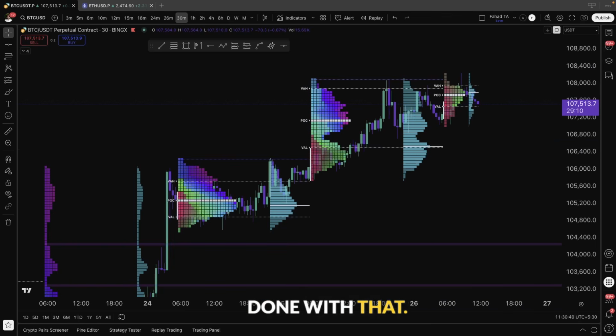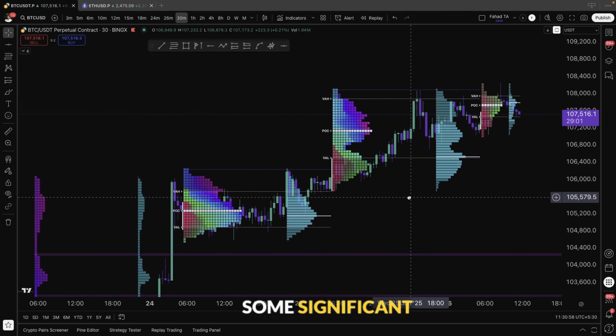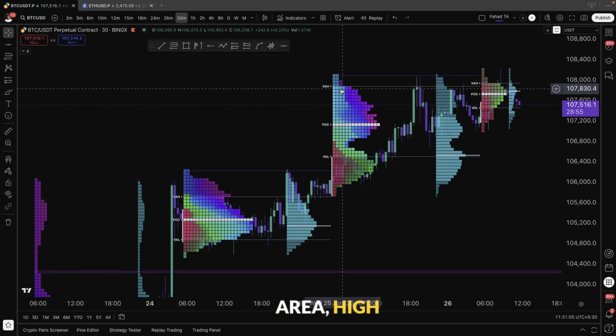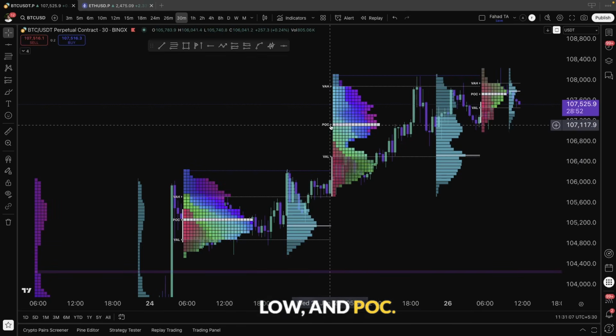Now, since we are done with that, let's also understand what the other applications are, like how you use TPO and what else. Understanding some significant pointers about TPO: TPO gives you about 5 kinds of levels. First is volume area high, volume area low, and POC.